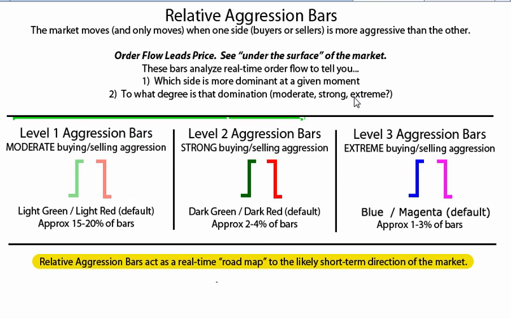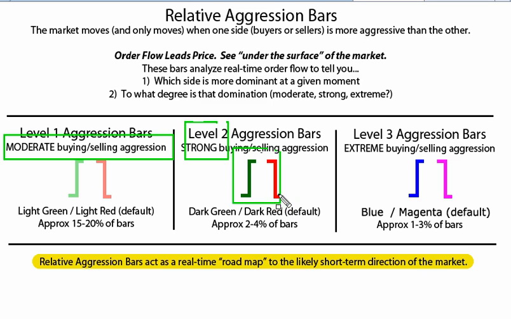And just to give a little bit more background about those, these relative aggression bars are showing you in real time the level of buying or selling aggression, or a little bit more than the order flow that's going on in a given time frame. So you could tell when there's some moderate buying or selling aggression. Level 2 is what we call strong, and I've got those on the chart. And what's especially important is what we call level 3, or extreme buying and selling aggression bars.